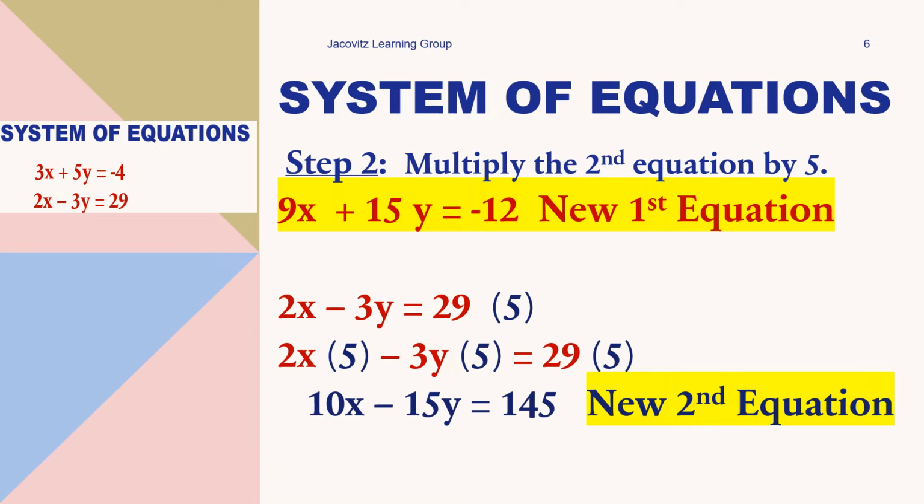Step 2. You multiply the coefficient of y in the first equation by the second equation here. Therefore, you're doing it with each term. So 2 times 5 gave you 10x, and 5 times -3 gave you -15y, and you had 29 times 5 is 145.